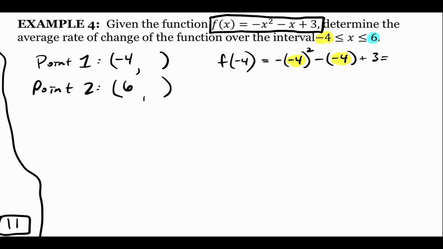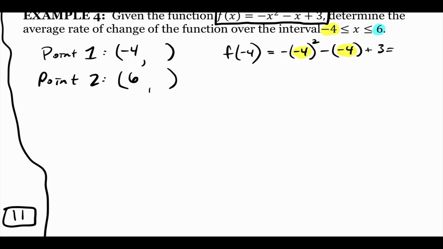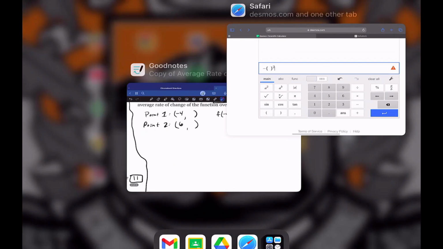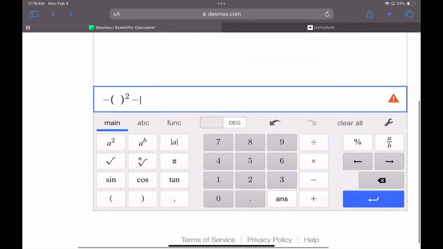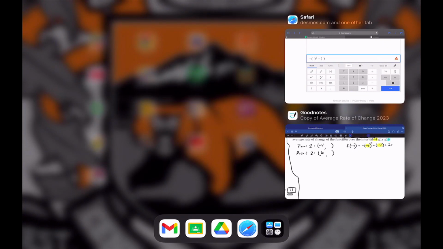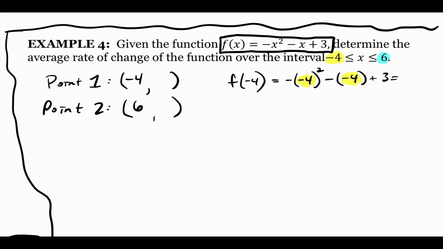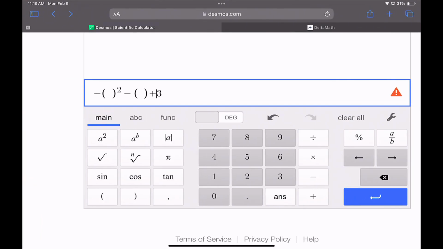Okay, so let me go to my calculator. Negative, parentheses, squared, minus, parentheses, plus 3. So I'm going to put in -4 first. So when I put in -4, I get -9. So the first dot is going to be -4, comma, -9.